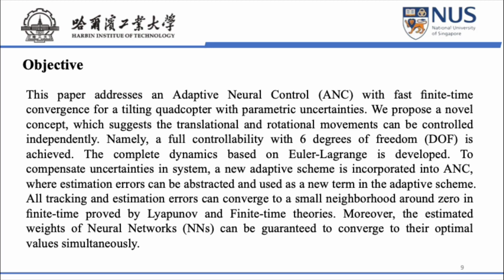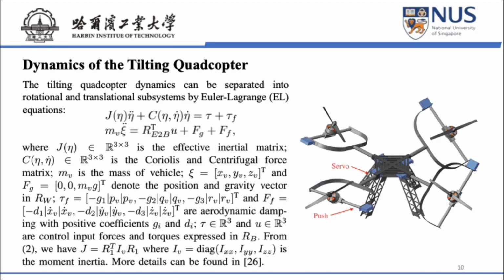Based on the Euler-Lagrange equations, we can develop its dynamics with uncertainties. To compensate these uncertainties, a novel adaptive scheme is incorporated in our adaptive neural control, where the estimation errors can be extracted and used as a neural term in the adaptive scheme. All the tracking errors and the estimation errors can converge to a small neighborhood around 0 in finite time. Moreover, the estimated weights of the neural networks can be guaranteed to converge to their optimal values simultaneously.